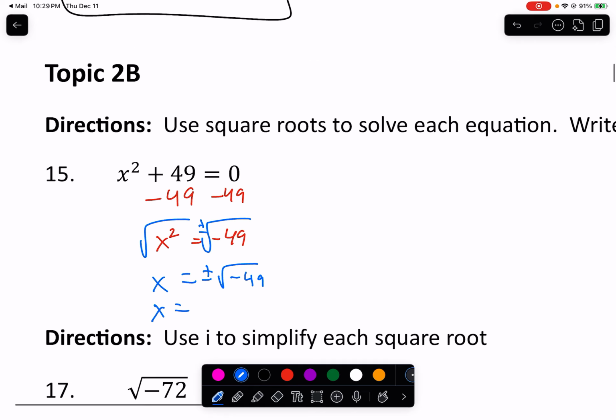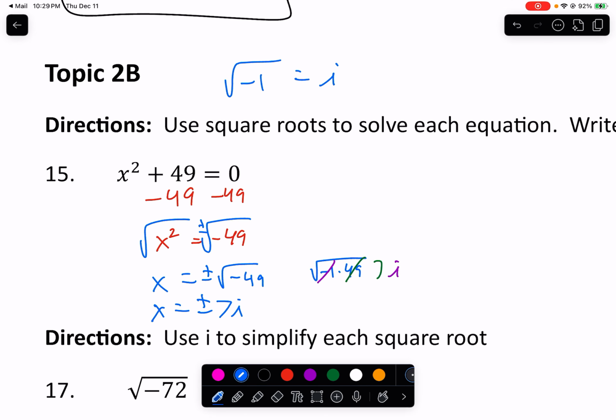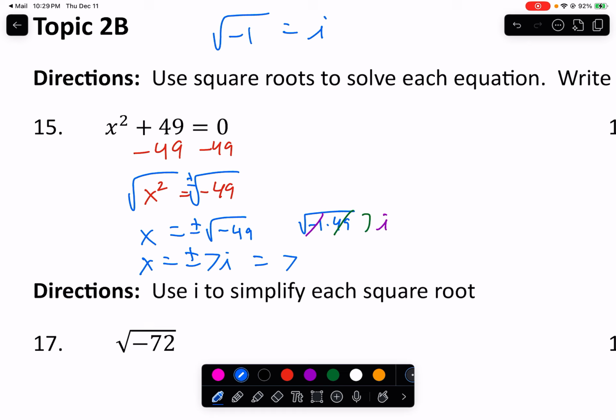Now we learned that the square root of negative 1 is equal to i. So what we're going to do is break down the negative 49 into negative 1 times 49, and we know we can square root 49. The negative 1 comes out as an i. The 49 comes out as a 7. So we end up with plus minus 7i. So our answers are 7i and negative 7i.